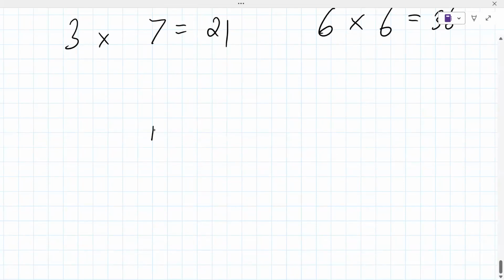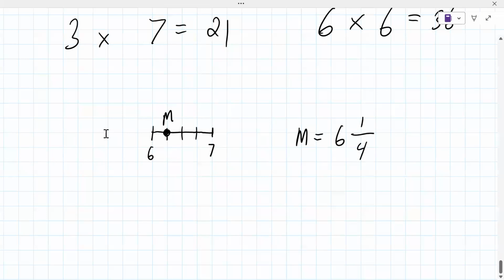So let's say this is 6 and this is 7. All right, tell me about M as a mixed fraction. M is right there. What is M? M is 6 wholes and 1/3. Okay, so I know why you said 3. It's because there's 3 tick marks here, but you have to add one more. So it's 6 and 1/4. Fourth. Okay, so let's say I put 5 here.